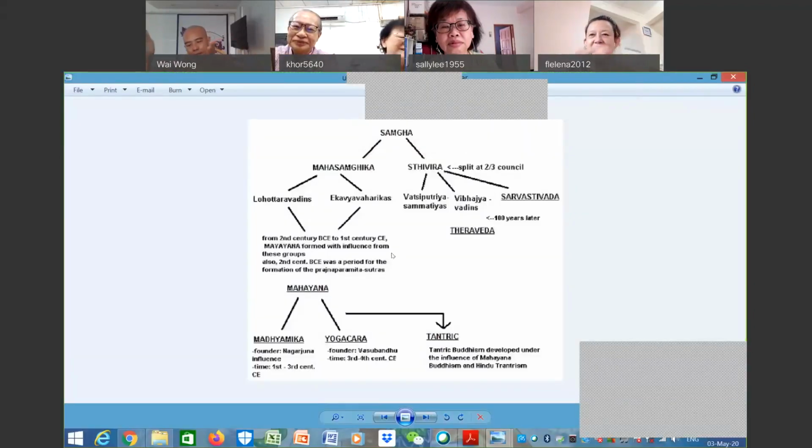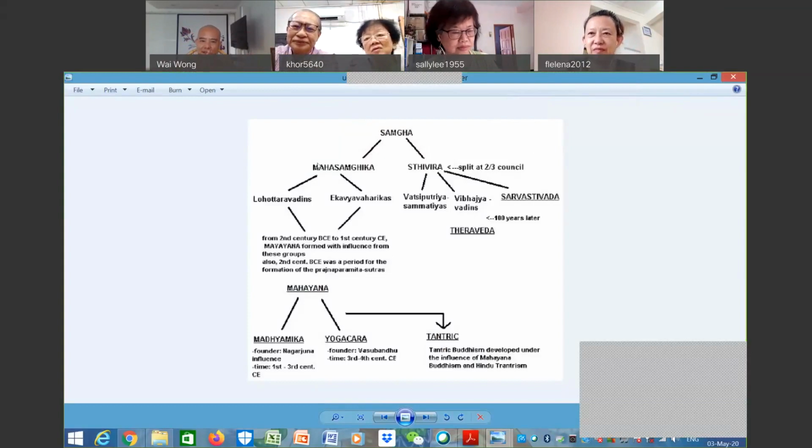So class, maybe you just try to draw, besides your notes: Sangha, Mahasamgika, then draw the Sarvastivadin and the Theravada. Then remember, you just briefly draw Mahayana, Madhyamika, and Yogacara. Then you understand that this is the position of the Yogacara and also the position of the Theravada and Sarvastivada. Just a simple drawing is enough.